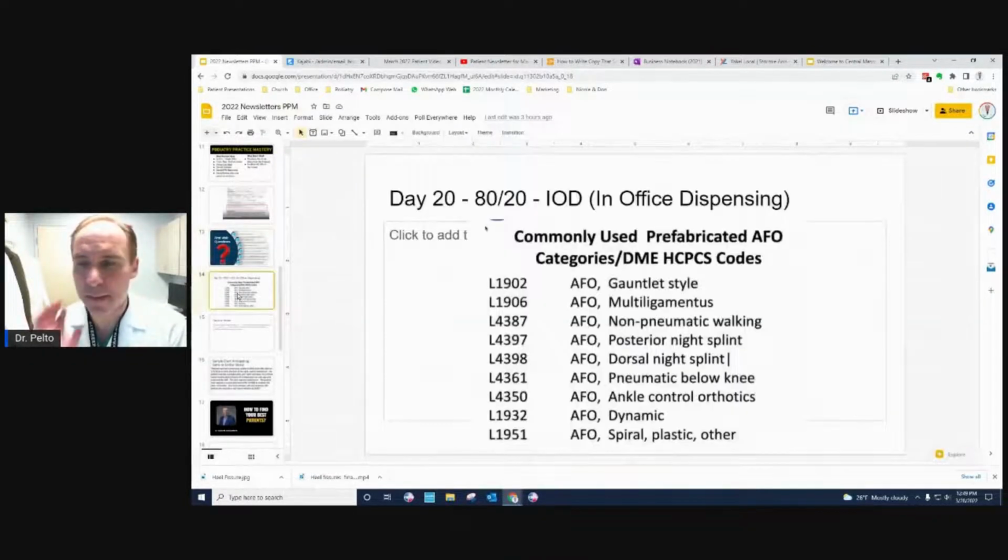I was asked to do a talk recently about DME, and these are some commonly used prefab AFO categories you might want to consider. On in-office dispensing, on day 20 of the 30-day practice blueprint, you can find more about all of the in-office dispensing stuff that I use. I don't use all of it, but I use a lot of these and know when you can use them.